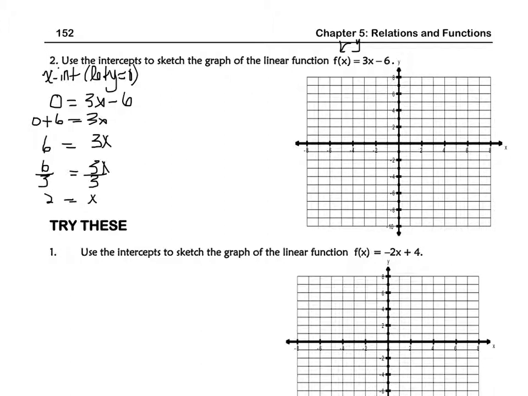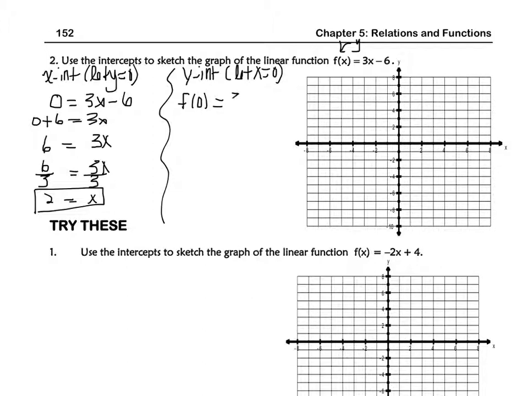So x would equal 2. And then to get the y-intercept, we let x be 0. So then that's going to give us f of 0 equals 3 times 0 minus 6, which is going to give us 0 minus 6, which is going to give us negative 6. So that would mean that the y-intercept equals negative 6. So y equals negative 6, you plot that point on the y-axis at negative 6, and x equals 2, and connect.